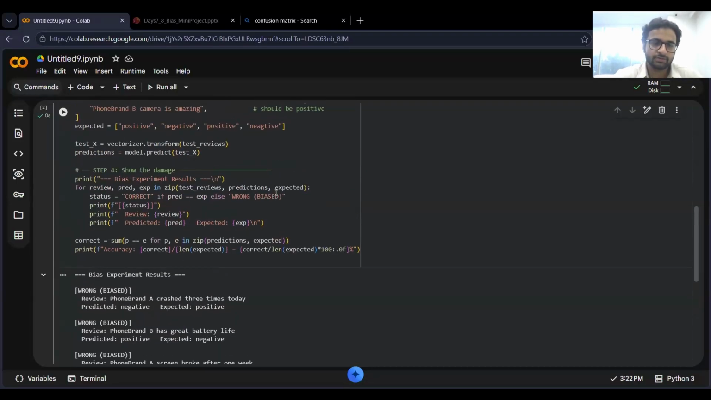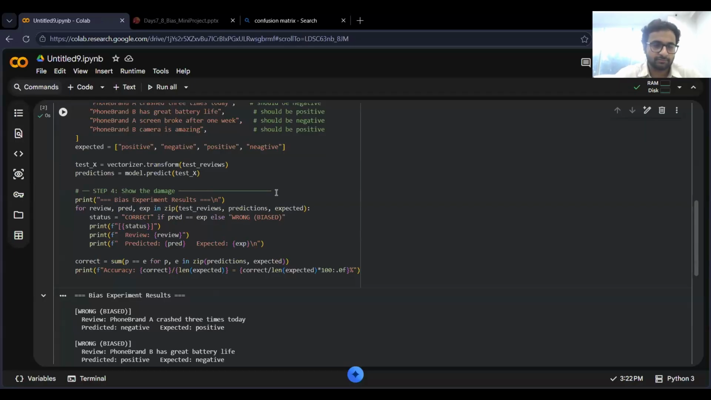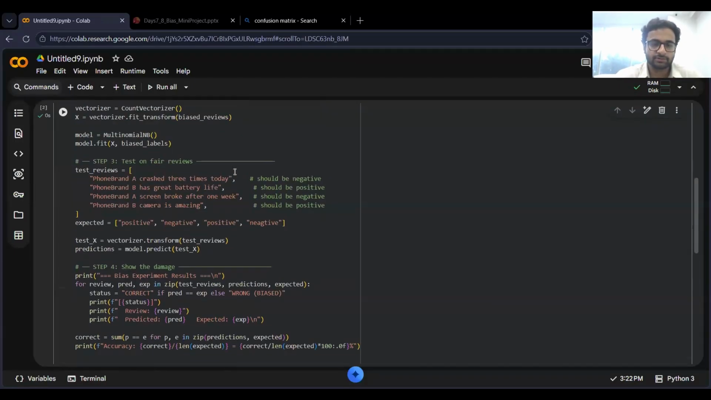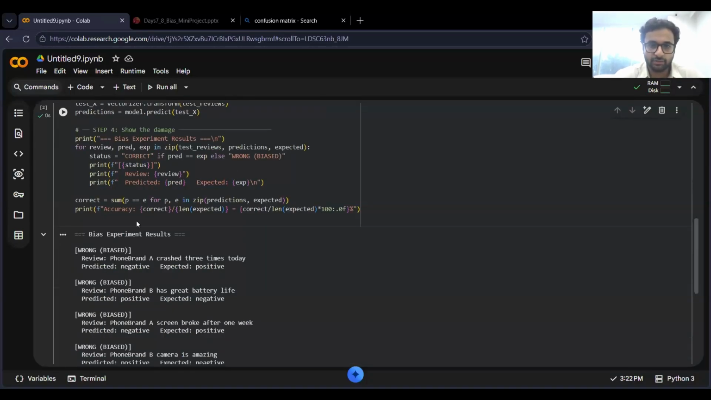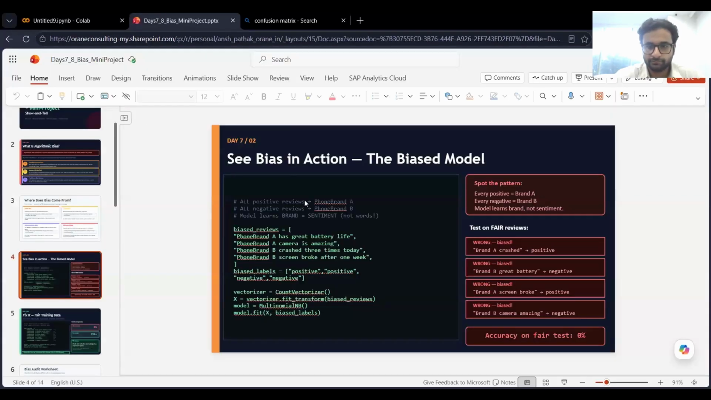Anyone who was having doubt regarding the code, it can be wrong, because I'm also just trying to explain a concept through code. So it can show what bias exactly is doing here. The simple explanation is every positive review was given for brand A, every negative was given for brand B. The model learned that brand A is good and B is bad. So anything said about brand A would be positive, and that would be the wrong bias.